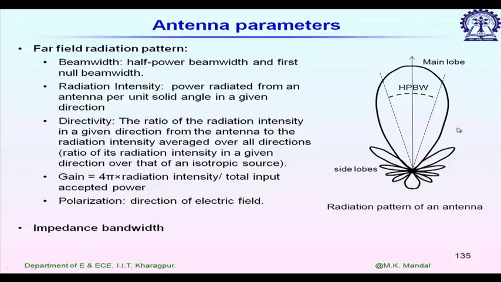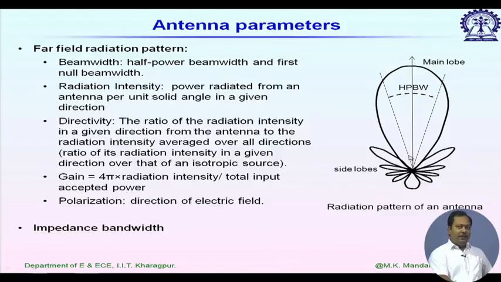We call this an antenna with a radiation null in this direction. So, from the first null on the left-hand side to the first null on the right-hand side, the angular separation we call the first null beam width of the antenna, and usually for most antennas, the half power beam width is half of the first null beam width of the antenna.